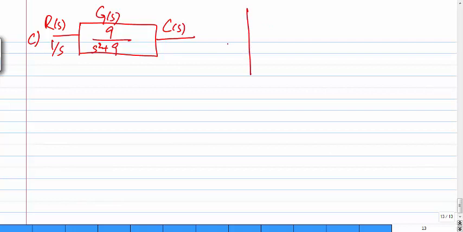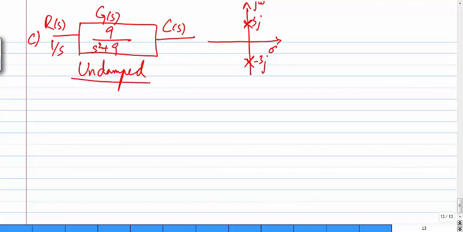So if I plot the j omega axis, now look here. If I solve this, it becomes 3j and minus 3j. So this is the location of the poles, and the poles' location is on the j omega axis. When the pole location is on the j omega axis, it will oscillate, so it is known as an undamped response.